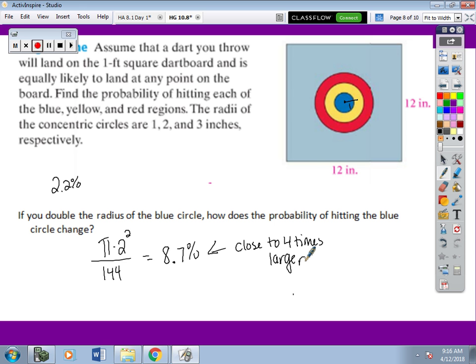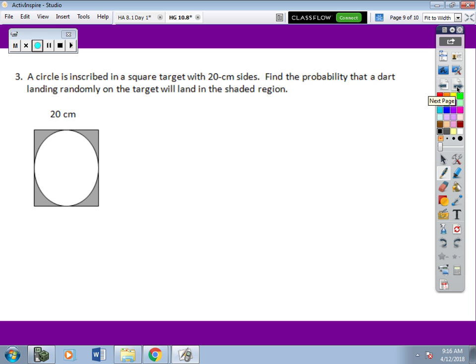All right, the last one is a great question. A circle is inscribed in a square. So first of all, it's a square, so let's put 20 on this side also. Find the probability that a dart landing randomly on the target will land in the shaded region. So first of all, we know the sides of the square. What would the dimensions of the circle be? Because they didn't give us anything.